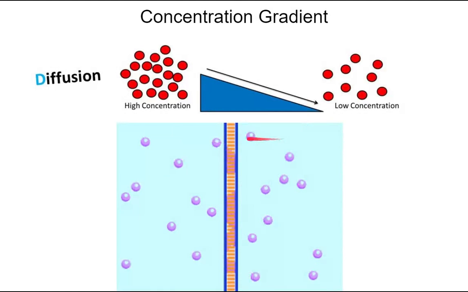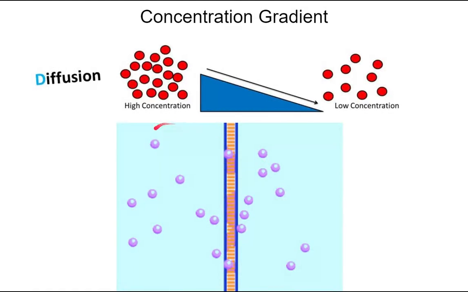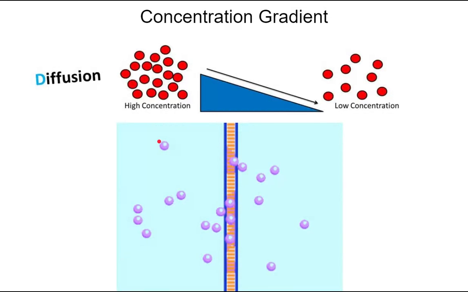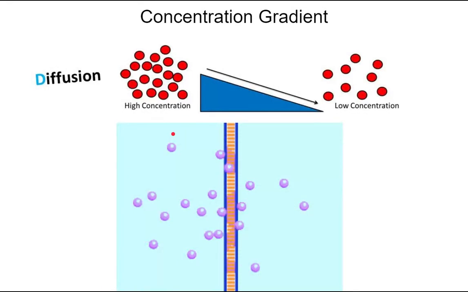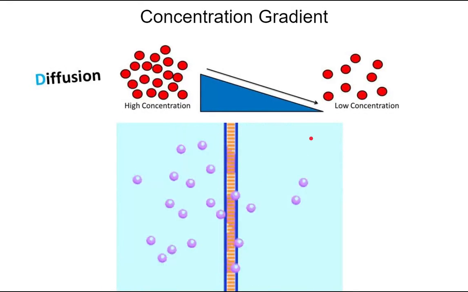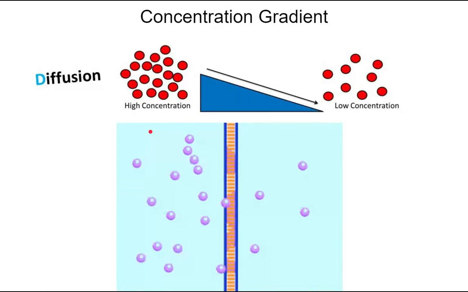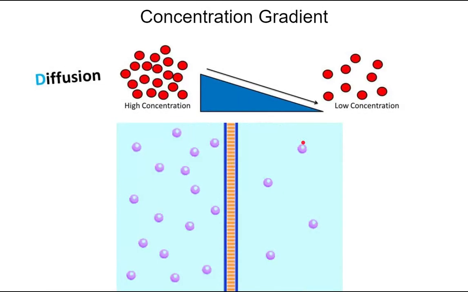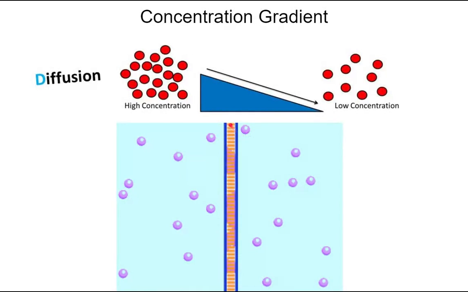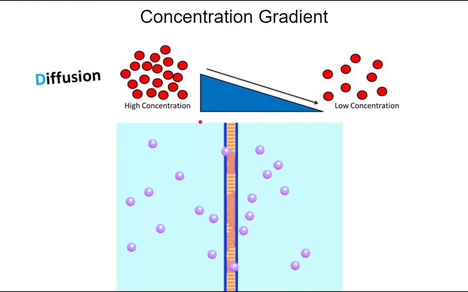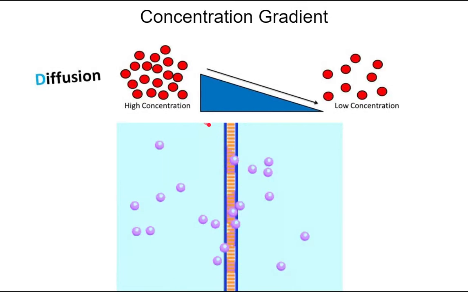Here we can see an animated example of what's going on. On the left, if you focus on it at the very start, there was lots of particles on the left side, not as many on the right side. Left side we would call high concentration, right side we would call low concentration. Now in this case, they're able to move across the membrane. And when they do so, they always move from the high to the low concentration.